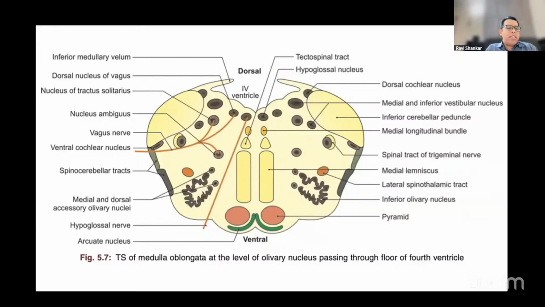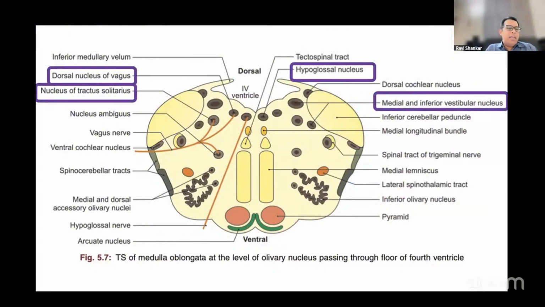The gray matter at this level has nuclei of various cranial nerves in the floor of the fourth ventricle, that is, the hypoglossal nuclei, which is in a paramedial location, the dorsal nuclei of vagus, which is lateral to the 12th nerve nucleus, the nucleus of the tractus solitarius, ventrolateral to the dorsal nucleus of vagus, and the inferior and medial vestibular nuclei, medial to the inferior cerebellar peduncle. Nucleus ambiguus lies deep to the reticular formation of the medulla and gives origin to the 9th, 10th, and 11th cranial nerves at this level.